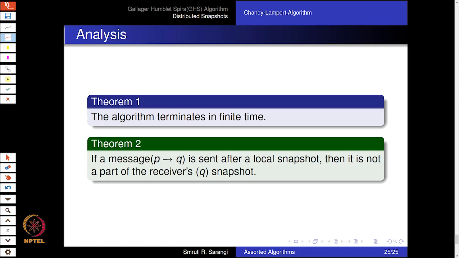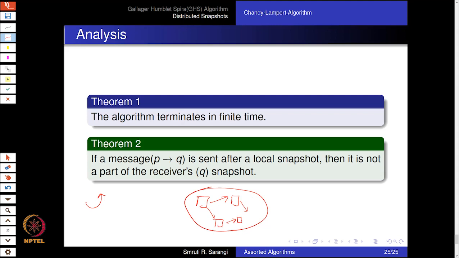Theorem 1 is that the algorithm terminates in finite time. Well, why not? Because you're sending messages. Ultimately, the message will reach everybody, and since every node takes a snapshot when it receives the first marker message, it will terminate. The most important is theorem 2. Regardless of the distributed system, if I do this, the entire snapshot is consistent. What does the entire snapshot consist of? The entire snapshot consists of the individual snapshots of all the nodes, right? Whatever has been taken.